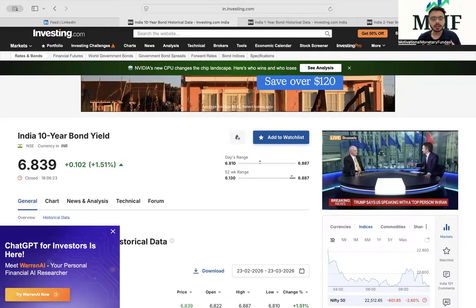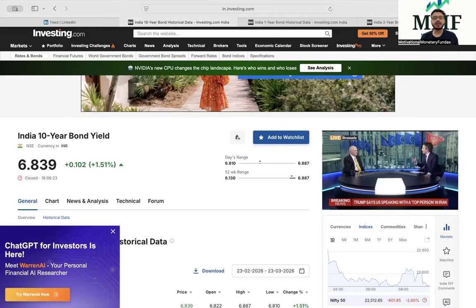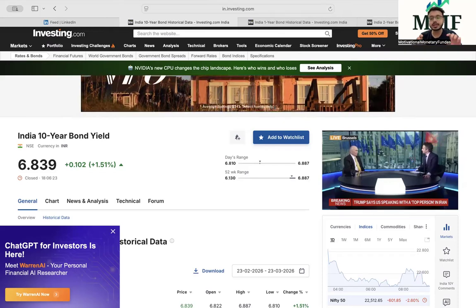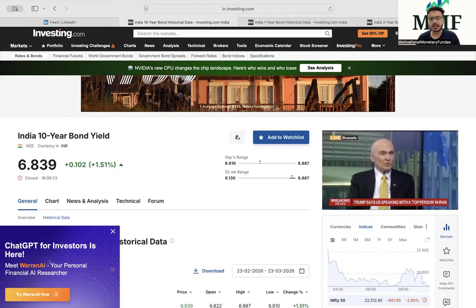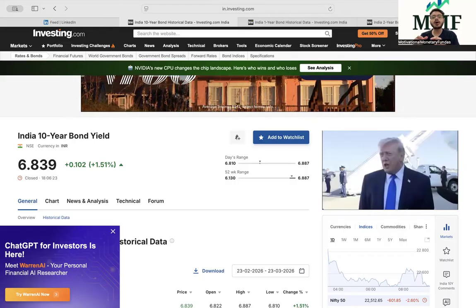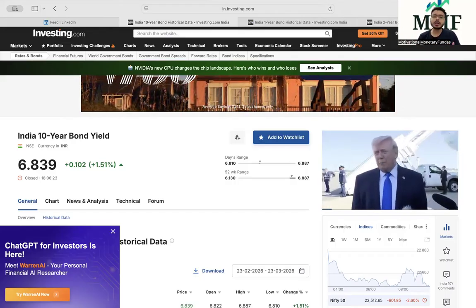Here, what do I mean by shorter tenure bond yield? By shorter tenure bond yield, I simply mean the yield commanded upon short-dated government securities, the risk-free securities, that is a one-year bond yield or a two-year bond yield. Whereas, if I talk about a long-dated bond yield, I simply mean a 10-year bond yield. Why a 10-year bond yield?